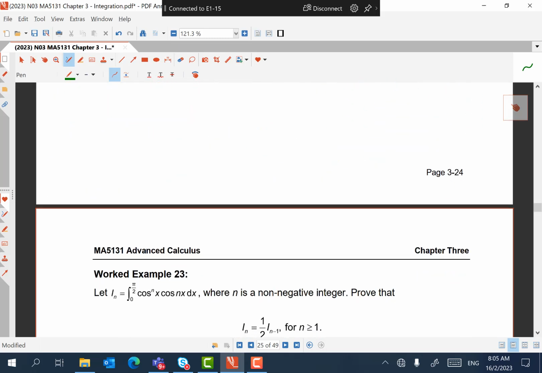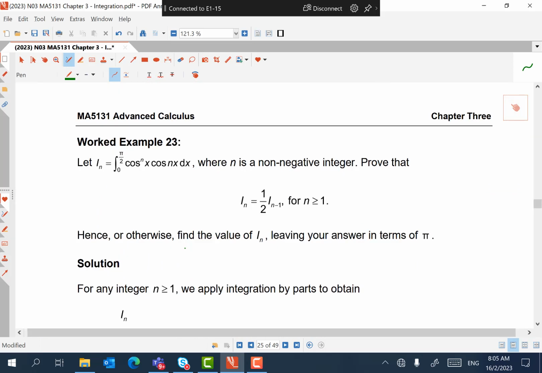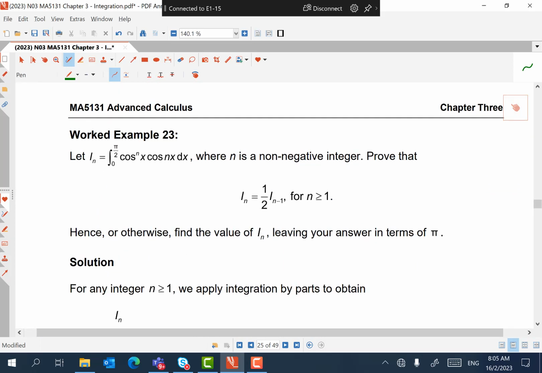Then following this, there's actually a word example. You can actually read for yourself, you know, this word example. And the idea is the same, it's again by parts.